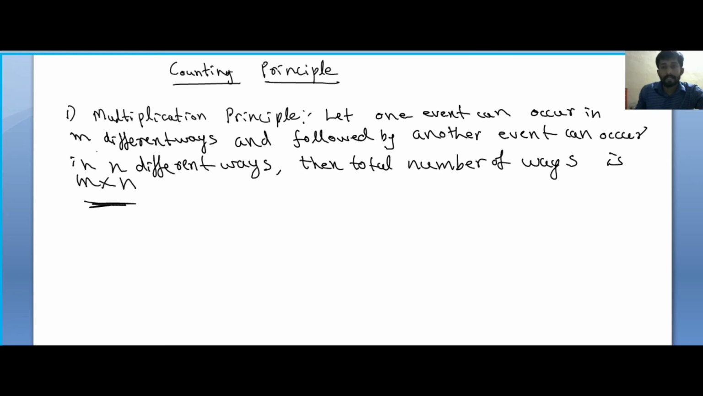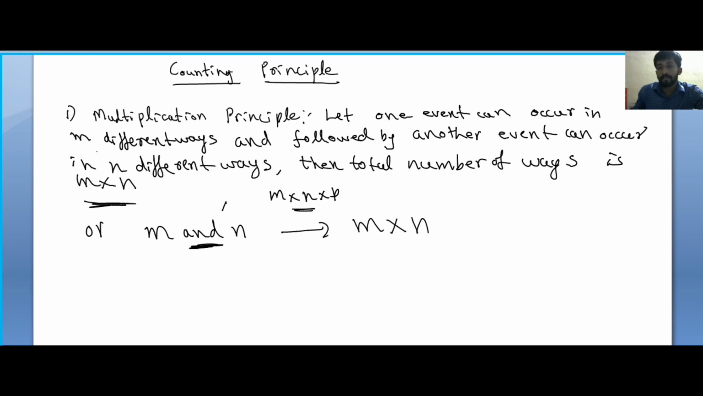If three events are there, one event can occur in m ways, followed by another event in n ways, and one more event in p ways, then the total number of ways is m into n into p. You can extend this to many events. Or you can remember it in a simple way: whenever m and n come with an 'and' in the middle, you do m into n. It's an easy way to remember the multiplication principle.